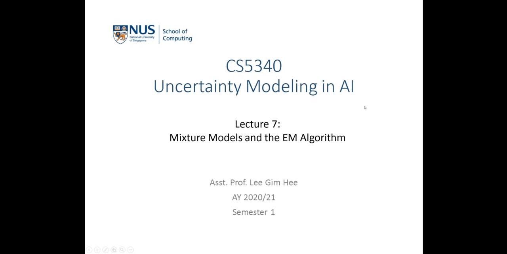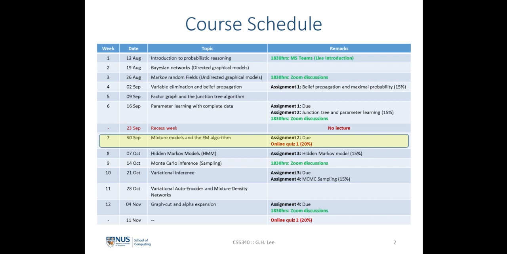Hello everyone, welcome to the lecture on uncertainty modeling in AI. Today we are going to look at mixture models and the expectation maximization algorithm. In particular, we are going to look at the special case where we are going to solve the probability distribution of P of x, z, conditioned upon theta.